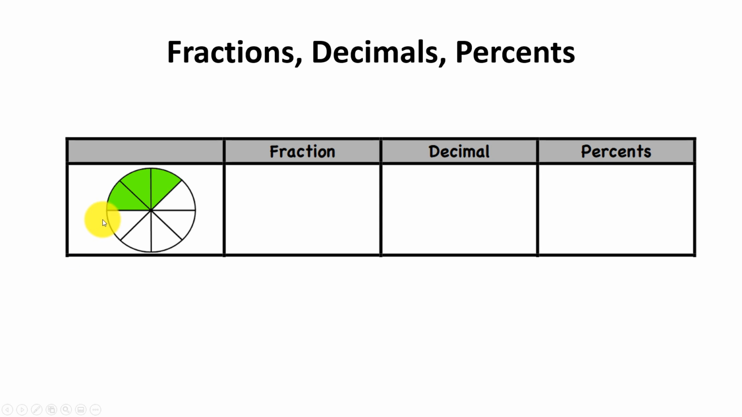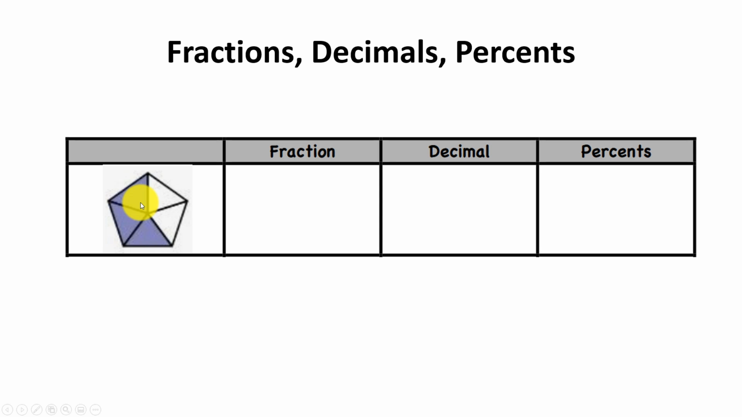Next, this one, if we count the sectors, there's 8. 3 of the 8 are green, so the probability that the spinner will land in the green section would be 3 out of 8. Decimal, 3 divided by 8 is 0.375, and the percent would be 37.5%.